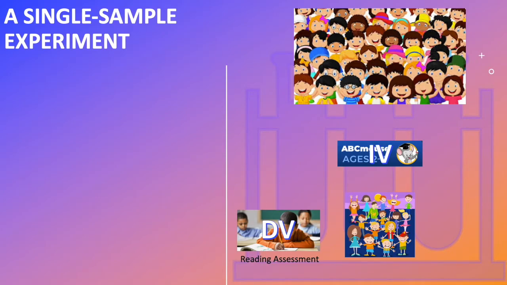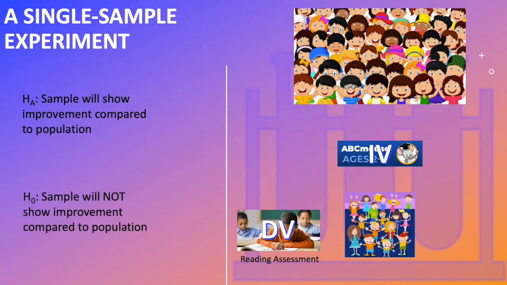So let me give you a couple of examples of our hypotheses, or at least our potential hypotheses. For my alternative, I'm going to propose that our sample shows improvement compared to the population. I'm presuming that having access to this reading program and writing and math program will improve the scores of the sample. The null hypothesis would be that those scores in the sample did not show improvement compared to the population. So our alternative hypothesis: ABC Mouse improves the scores on reading. Our null hypothesis: ABC Mouse does not improve the scores on reading.